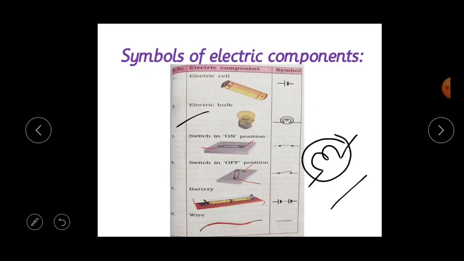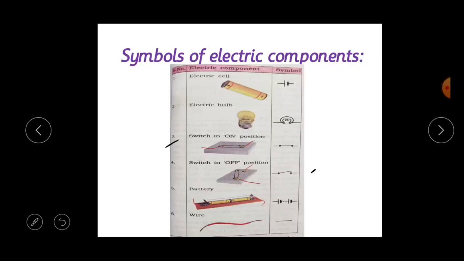A bulb is usually used in electric circuits to indicate whether a current is flowing through it or not. If the bulb lights up when the switch is put on, it indicates that the circuit is formed correctly, isn't it? Okay, the next is the switch in on position.